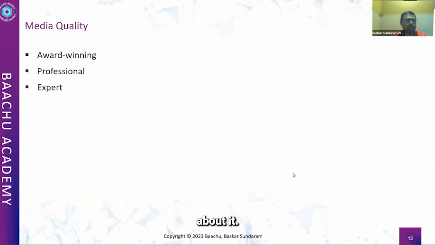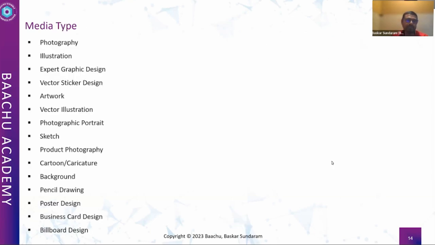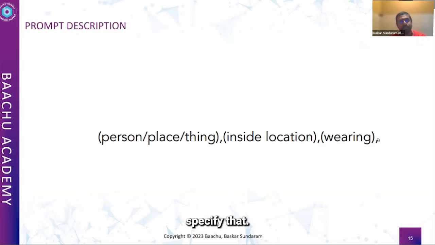Media quality, we already talked about it. How do you want a person to look? Professional and expert, in different ways. Next is media type. You can create all these different types. For example, vectors are like flow diagrams. It's there, but you may want to create a photographic portrait, a cartoon or a caricature, a business card type of image, or a billboard type of image, an illustration, anything. It's there. That's your media type. You need to specify that.